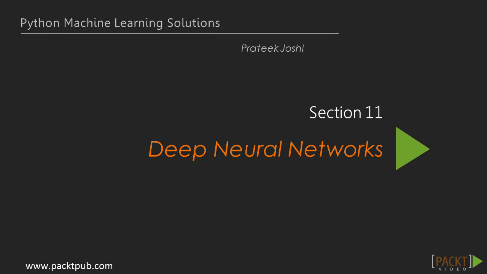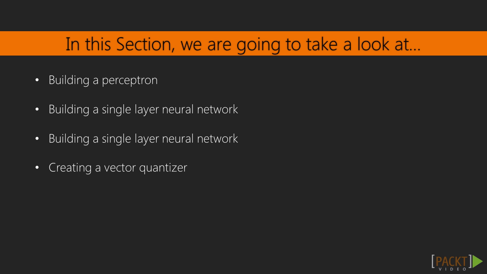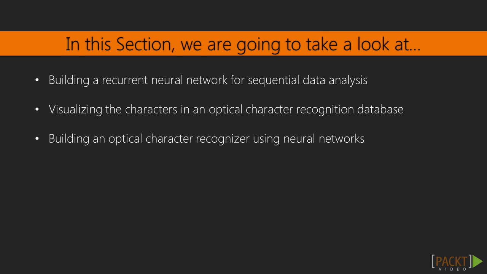Hi and welcome to section 11, Deep Neural Networks. In the previous section we learned about biometric face recognition. In this section we'll learn building Perceptron, single layer neural network and deep neural network. We would then move on to creating vector quantizer, building recurrent neural network, and finally we would take a look at visualizing characters and building an optimal character recognizer.